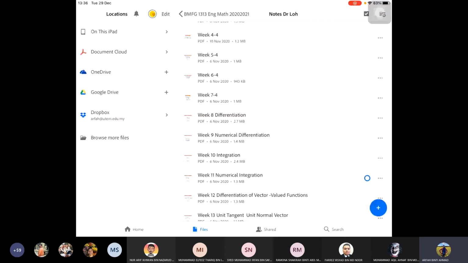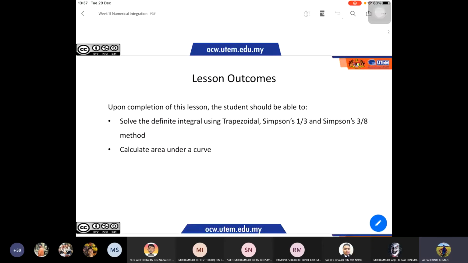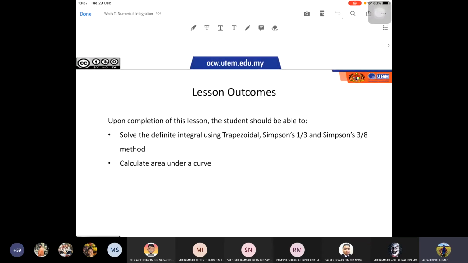Okay. Upon completion of this lesson, the student should be able to solve the definite integral. Okay, maksudnya integration yang ada boundary using trapezoidal rule, Simpson 1/3 rule and Simpson 3/8 methods and calculate the area under the curve. Why area under the curve? Because integration is actually area under the curve.